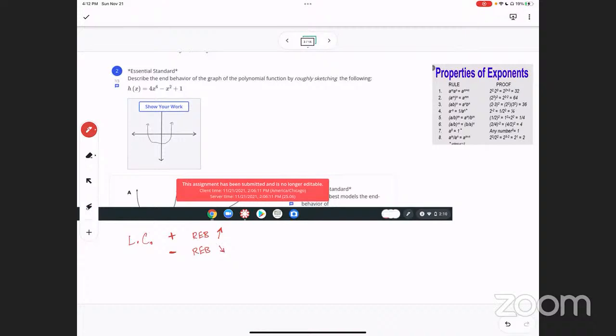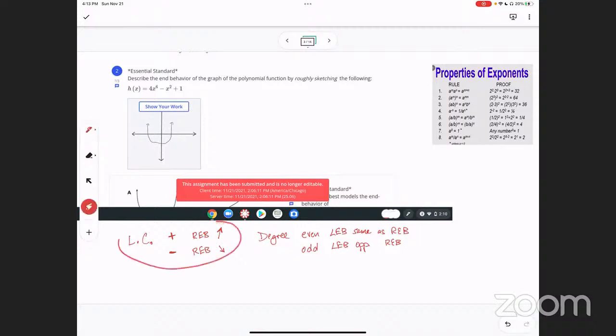So that's the first thing you look at. The second thing you look at is the degree. If the degree is even, then the left end behavior is the same as the right end behavior. If the degree is odd, then the left end behavior is opposite of the right end behavior. That's the easiest way, in my opinion, to do this. Some teachers don't teach it that way, but to me, that's the easiest way.